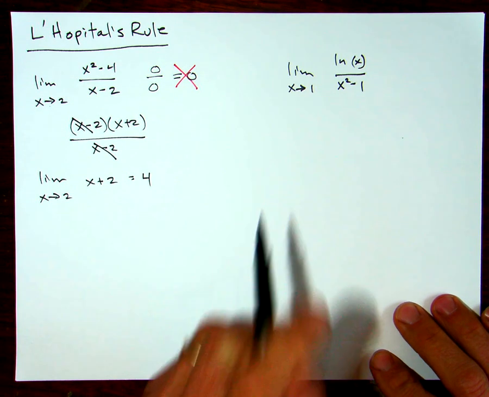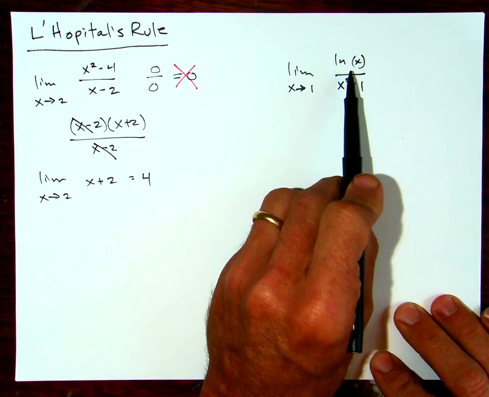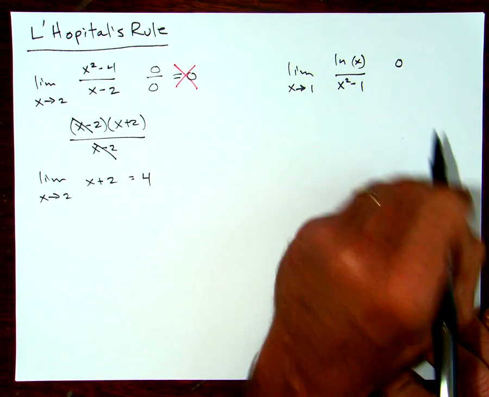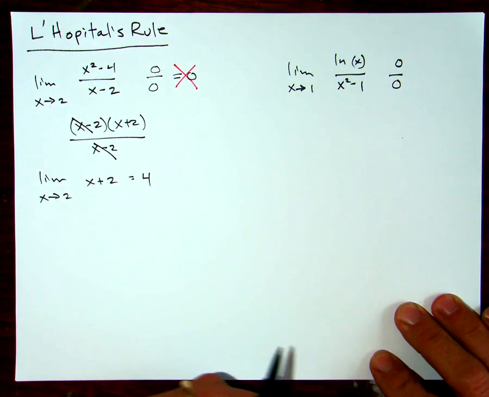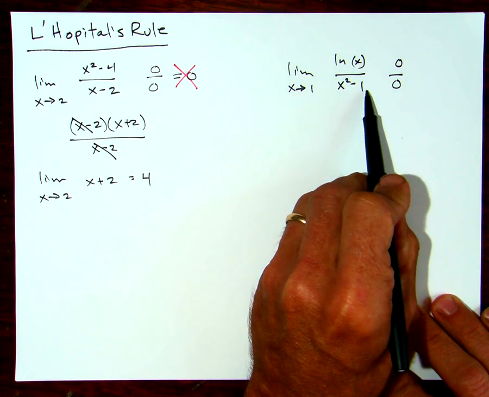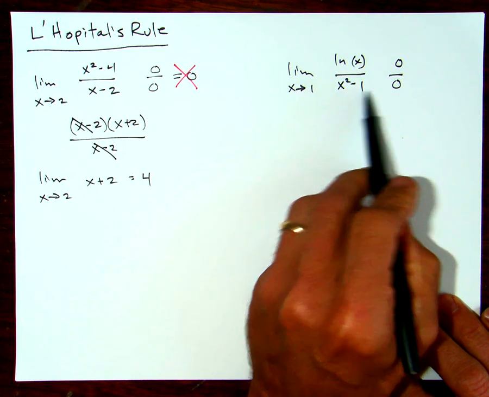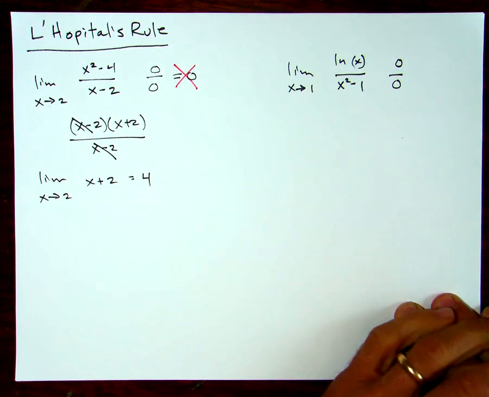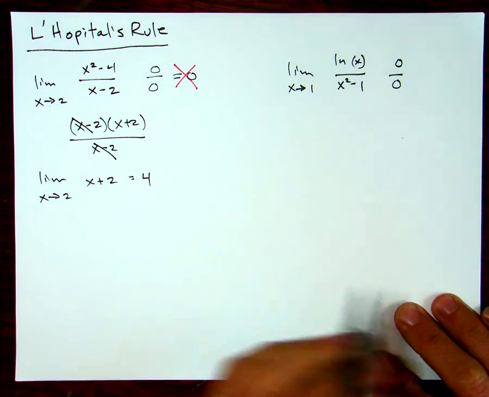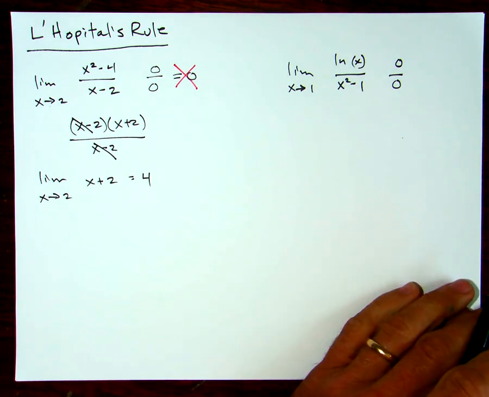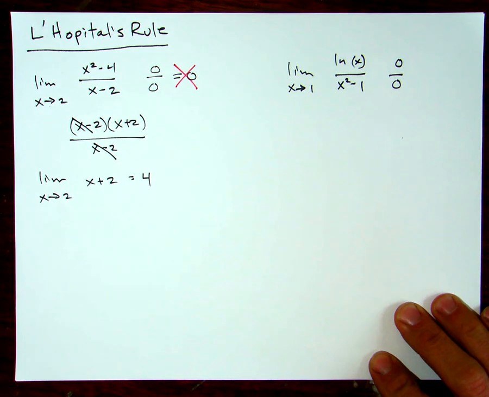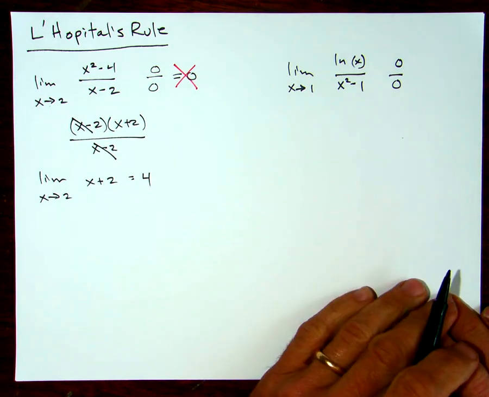Notice, again, we have something similar. If I put in 1 for x, natural log of 1 is 0, and if I put in 1 for x in the denominator, I get 0. I can factor the denominator into x plus 1 and x minus 1, but neither of those will cancel with natural log of x, so that doesn't help me at all. So L'Hopital's rule is a way to deal with these indeterminate forms. And these aren't the only indeterminate forms; I'll talk about others in a moment.